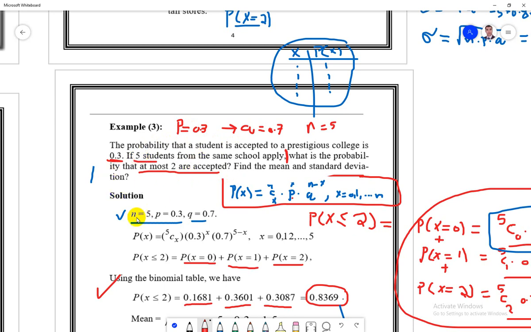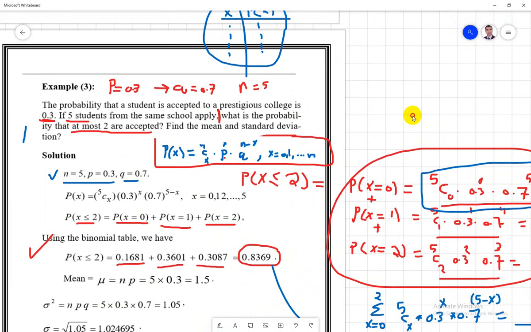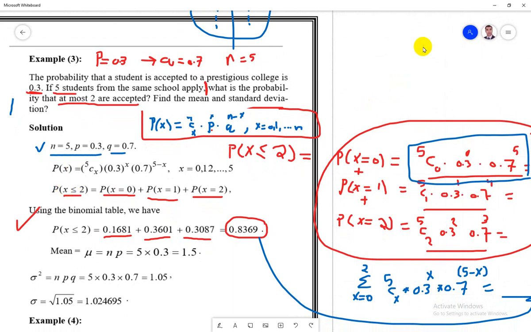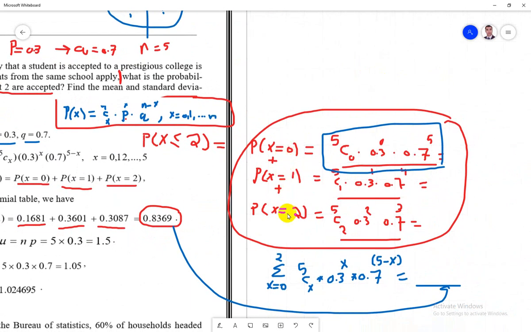Now, how can I answer? I have information. I have n, P, Q. Then to answer question one, at most two, the probability of X less than or equal to 2 includes X equal 0, equal 1, equal 2. I have to substitute in this formula three times with P equal 0.3, Q 0.7, and n equal 5. So to answer that question, I have to substitute three times, one time each for 0, 1, and 2. A second way is using a summation notation in the calculator, as I told you. So please check that. You'll find the answer in the lecture notes. So please try to use the calculator and check your answer, one time substituting one by one.